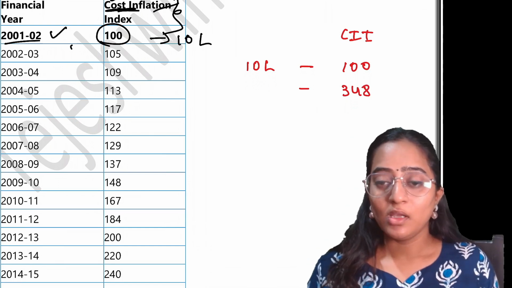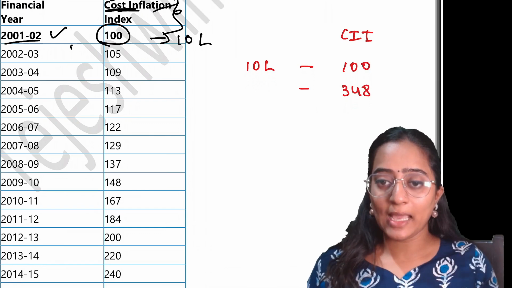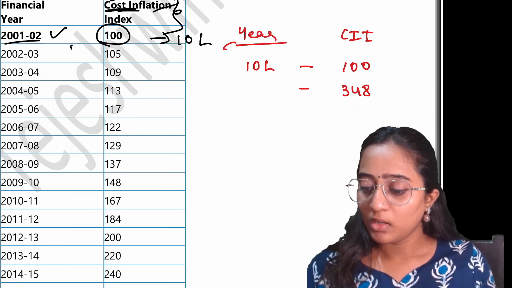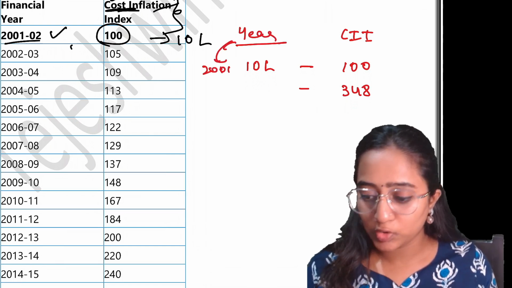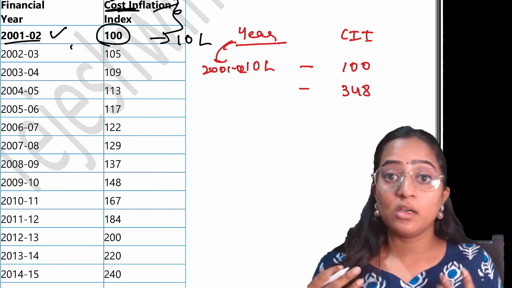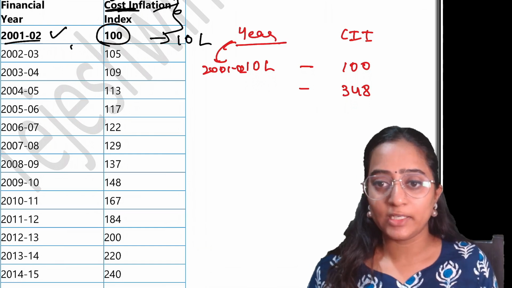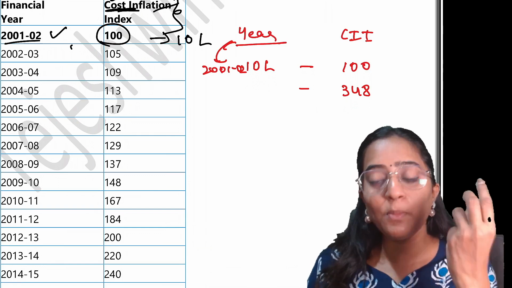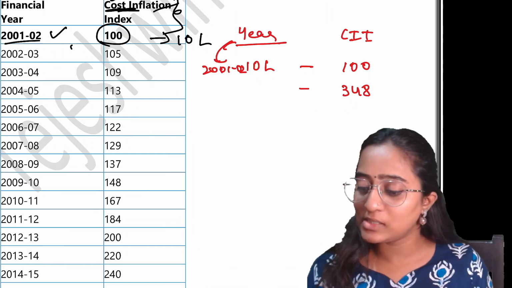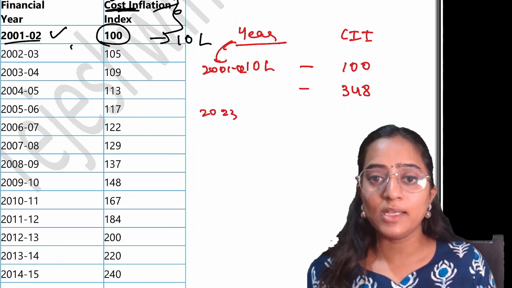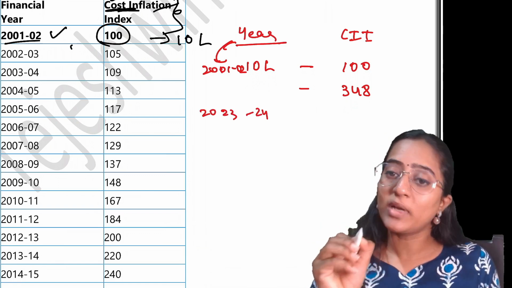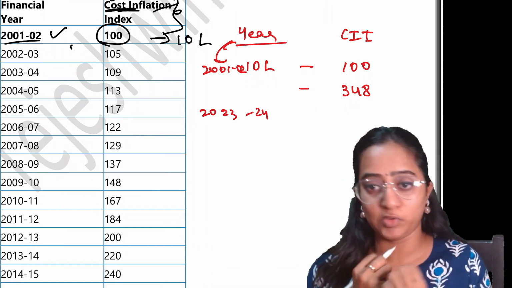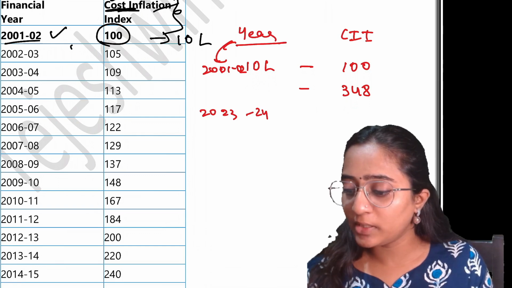What does it mean? The cost of 10 lakh rupees which you have incurred in PY 2001-02, if you have invested 10 lakh rupees in PY 2001-02, with the index being 100, as equivalent. If you had invested that same equivalent money in PY 23-24, when the index is 348, how much would you have invested? How much would have been your cost? We are going to bring it to your equivalent position. So how are you going to bring it to an equivalent position?